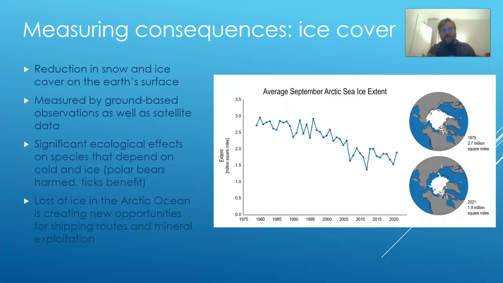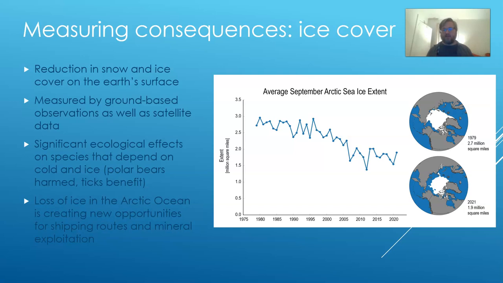Okay, so now we can move into talking about some of the consequences of climate change and how we can measure the effects that climate change is going to have beyond just making our air a little bit warmer. So one really straightforward effect of climate change is reducing the snow and ice cover on the Earth's surface. If it's warmer, we're not going to have as much snow and ice. The snow and ice that we get is going to melt faster. And that's a thing that's pretty easy to measure as well.